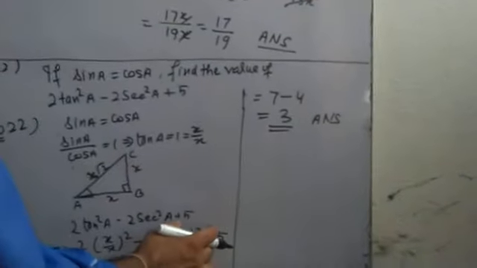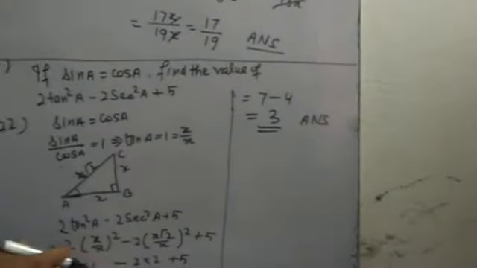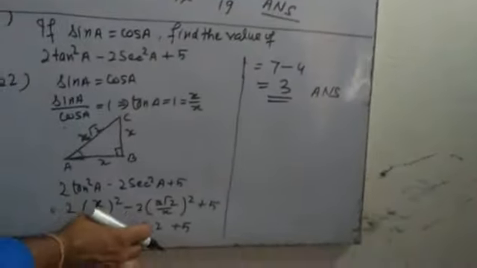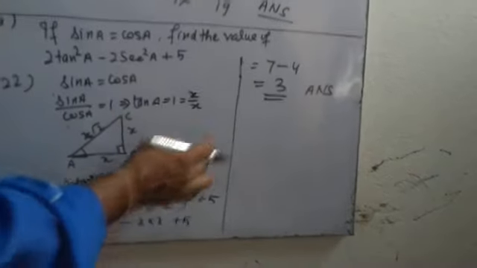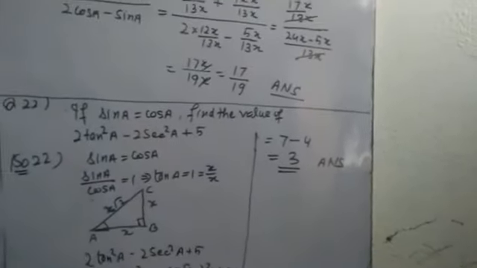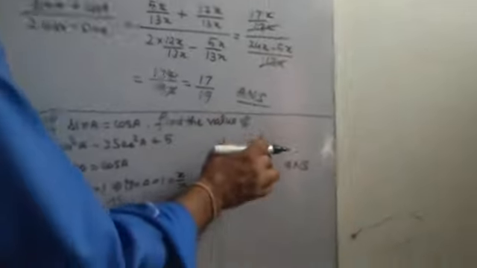So 2 tan square A minus 2 sec square A plus 5. Now 2 into 1 minus 2 into 2 plus 5, 2 minus 4 plus 5, 7 minus 4, that is 3.